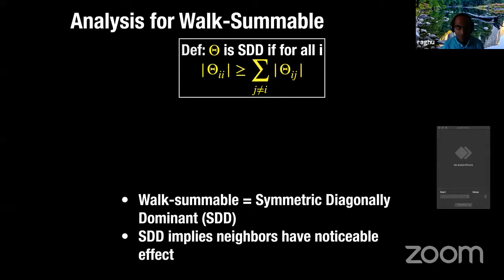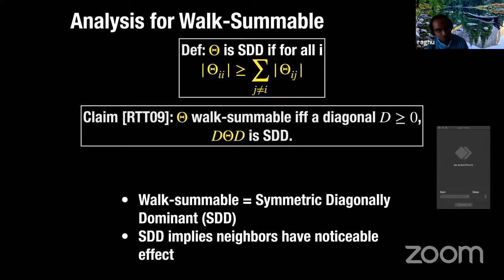So what is a symmetric diagonally dominant matrix? Theta, any semi-definite matrix, is SDD if for all i, the corresponding diagonal entry theta_ii is at least as large as the sum of absolute values of all the other entries in the row or column. So theta_ii must be larger than the sum of absolute values of theta_ij for j not equal to i. And there's this folklore, but also explicitly stated result from 2009 saying that a matrix is walk-summable if and only if there is a diagonal scaling D of non-negative entries such that the matrix D theta D is symmetric diagonally dominant.